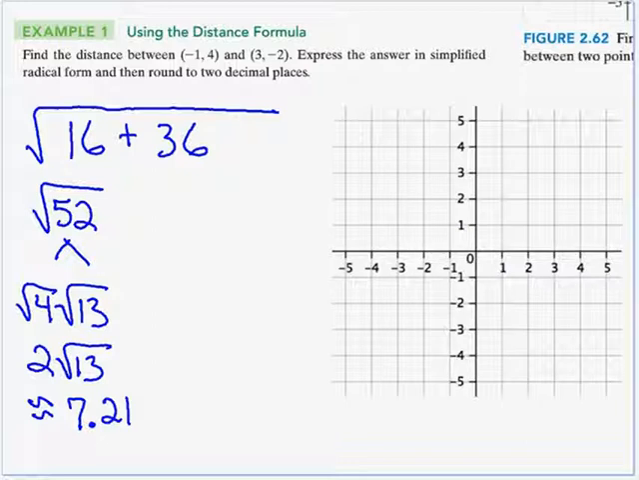And let's check that out here. I included a graph in the notes. -1, 4, we go to -1, 4, here's this point. And then 3, -2, over to 3, down to -2. And this is also another way to illustrate that this is just the Pythagorean theorem. Ooh, that wasn't very good.